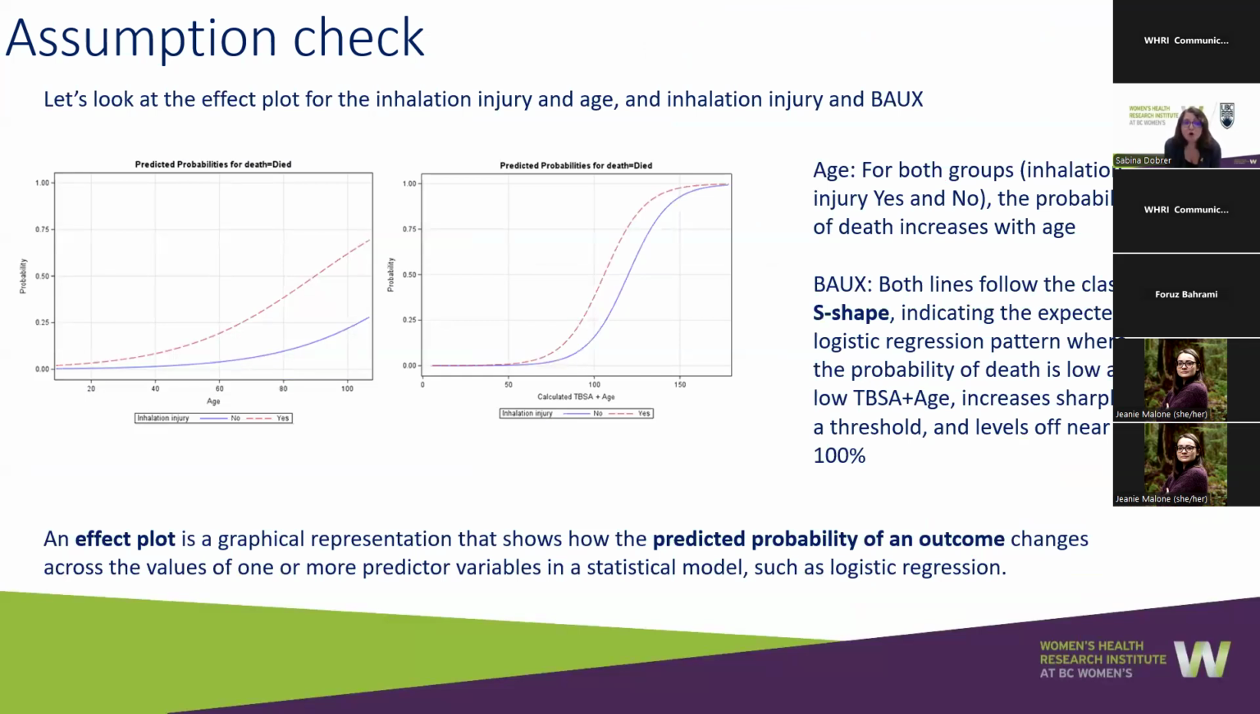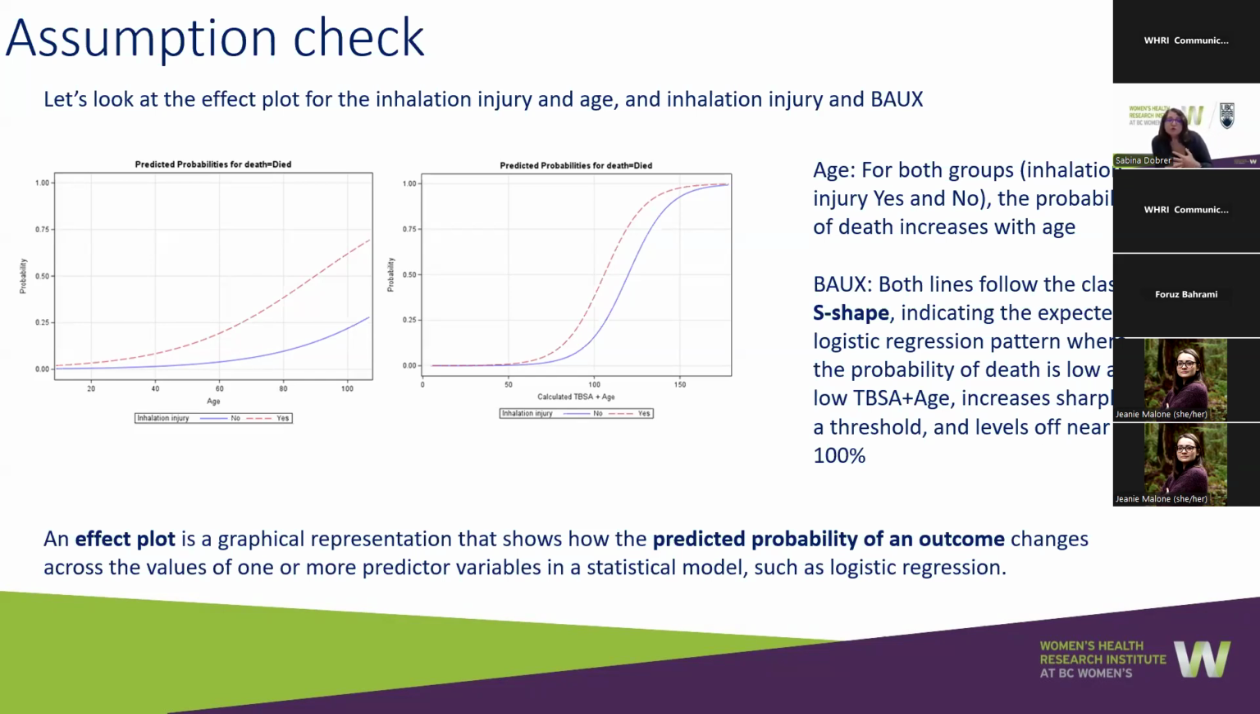Now, assumption checks for the logistic regression. As a visualization, you can use, in SAS for example, something built in. I can tell the model to create effect plots for me. Effect plots are graphical representations that show how the predicted probability of an outcome changes across the values of one or more predictor variables in a statistical model. So it's some kind of graphical representation of our model. I did it on the left side for age and on the right side for Bow's index. Bow's index is called TBSA plus age, so TBSA adjusted to age.